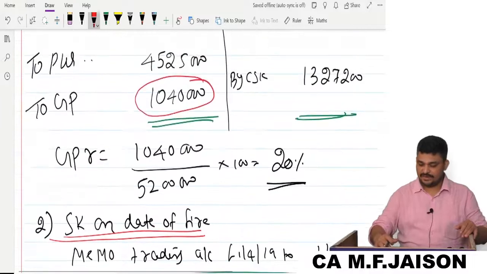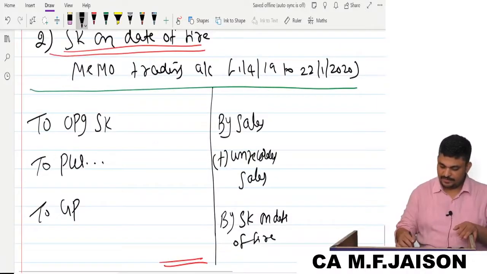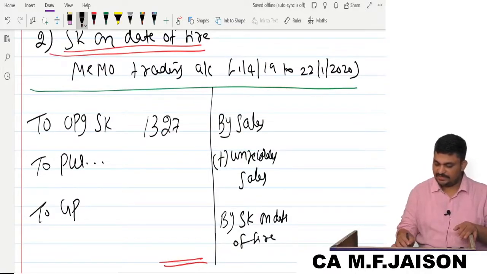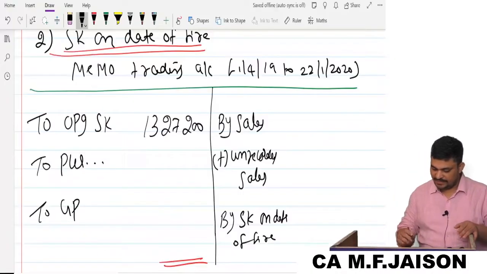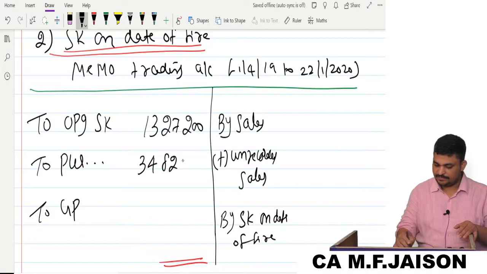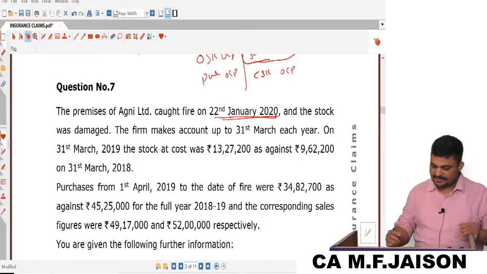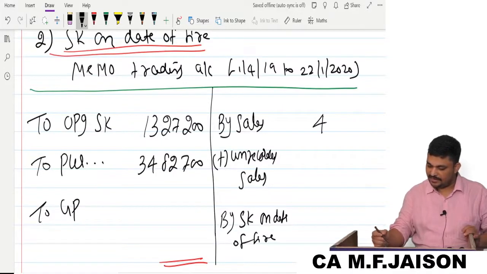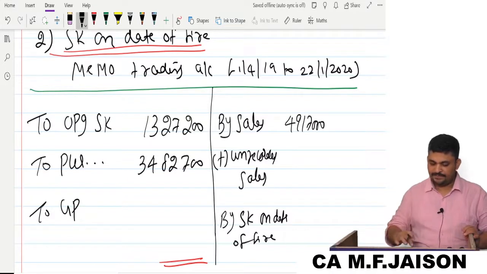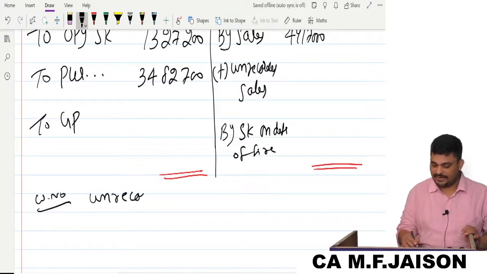So opening stock is again the closing stock of previous year, 13,27,200. Purchases is 34,82,700. Sales is 49,17,000. Then we need to have the working note to find out unrecorded sales.